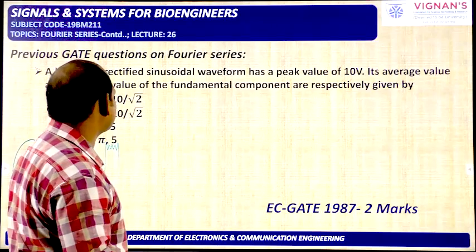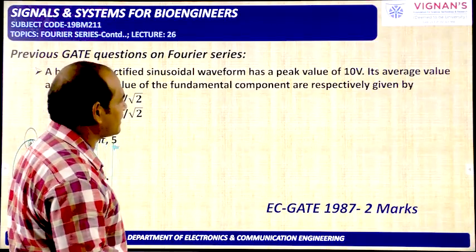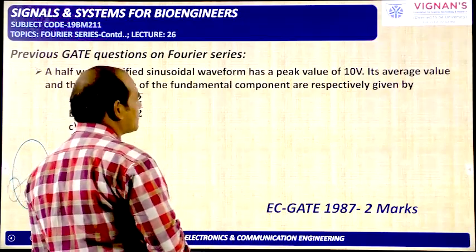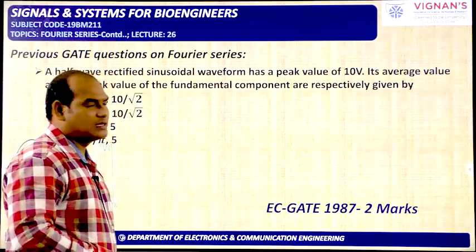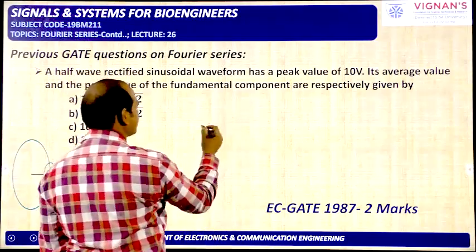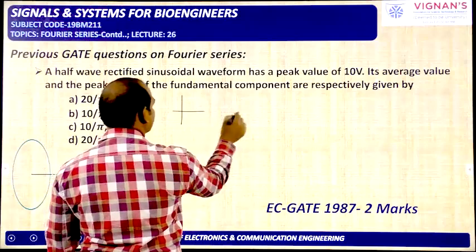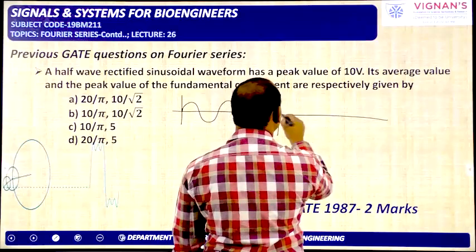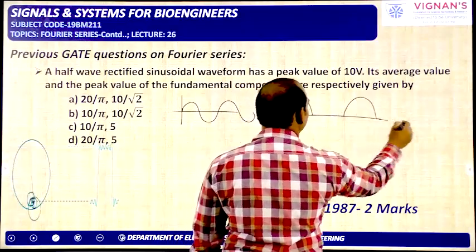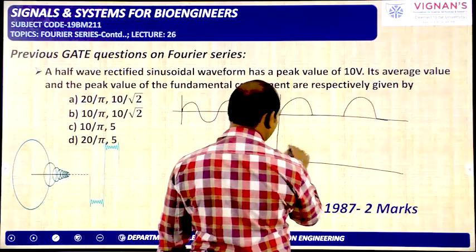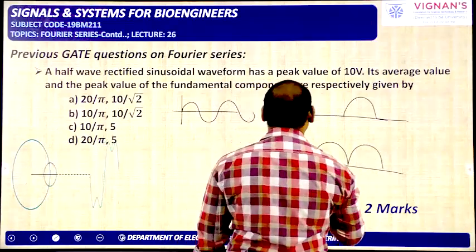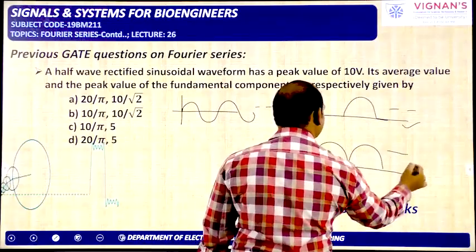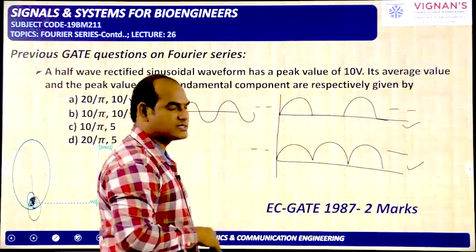A half-wave rectified sinusoidal waveform has a peak value of 10 volts. Its average value and the peak value of the fundamental component are respectively given by. Half-wave rectified signal, you already know, this is the sine wave. Half-wave rectified means it is like this. Full wave rectified means it is like this. If you observe, the cycles will be repeating on the right and left side, so it is a periodic signal. It is also a periodic signal. So we can apply Fourier series.